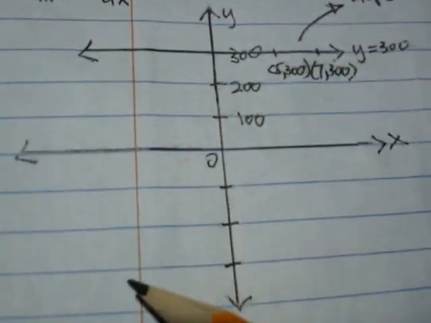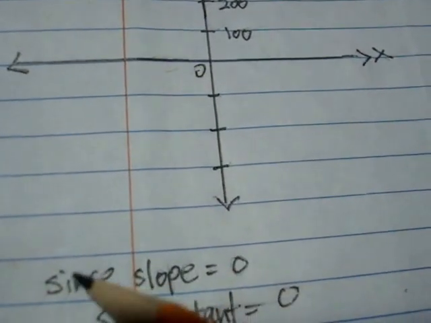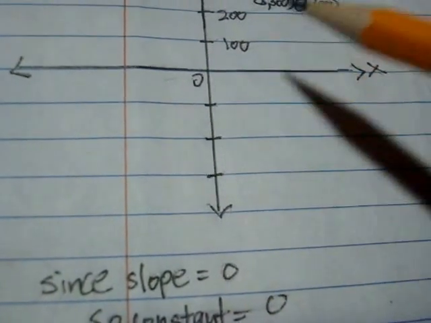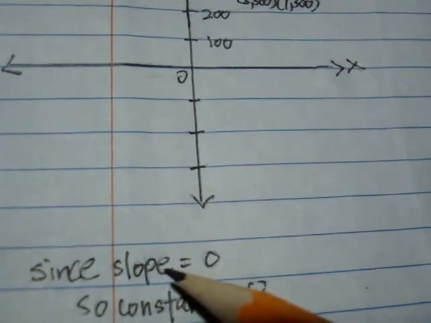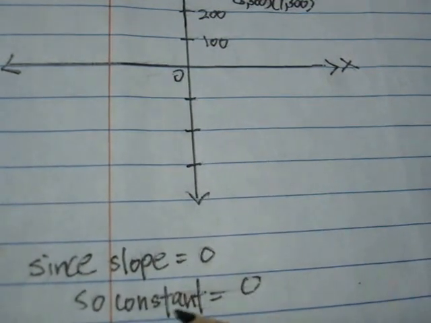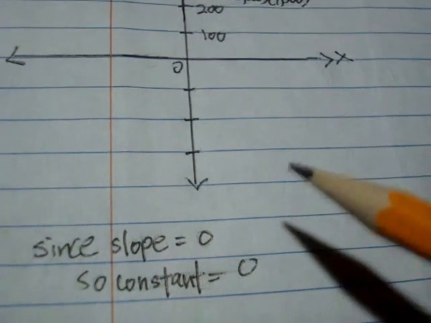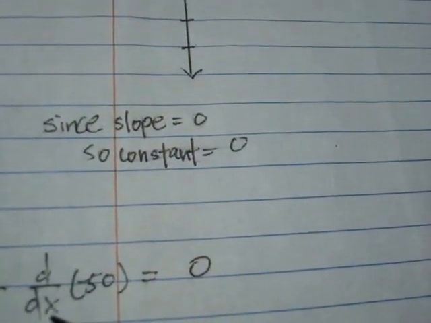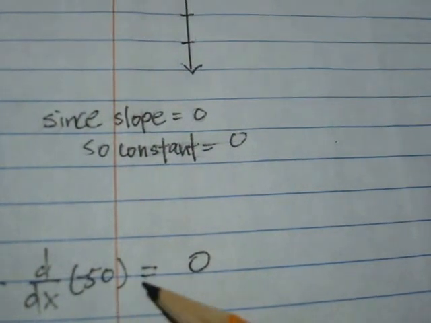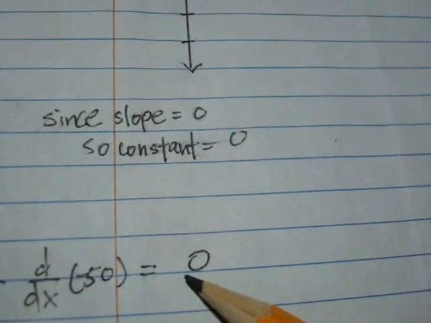Example 2. This is a reiteration of the first concept that I just talked about earlier. Since the slope equals 0, the derivative of the constant equals 0. Let's say you're given this problem. They want us to take the derivative of negative 50, and the answer is always going to be 0.